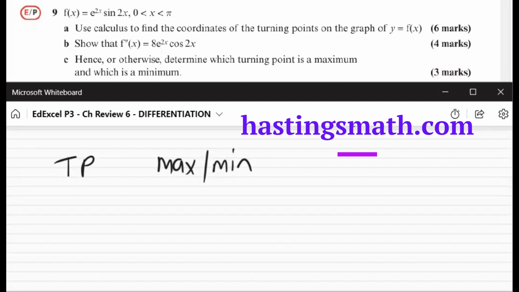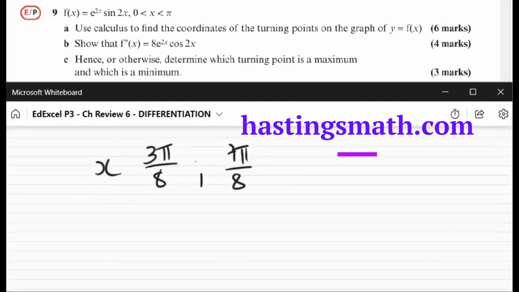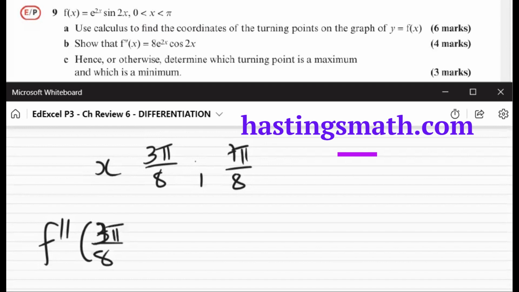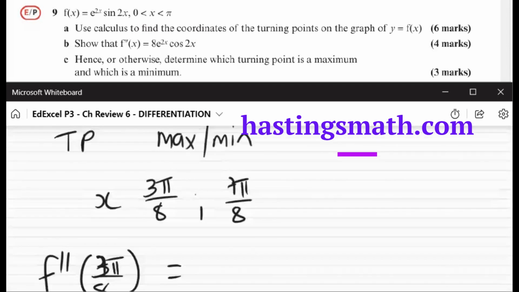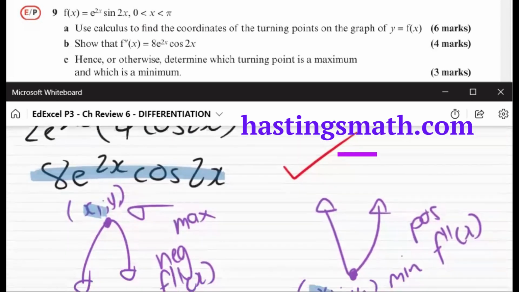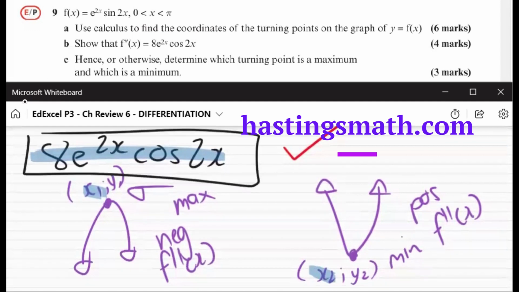Using the second derivative test, one x was 3 pi over 8. Of course, you could do this graphically as well. The other x was 7 pi over 8. So this is not graphically; we're using the second derivative test. So you say f double dash of 3 pi over 8 equals, and you sub it in. Wherever you see an x in this formula, you put 3 pi over 8.